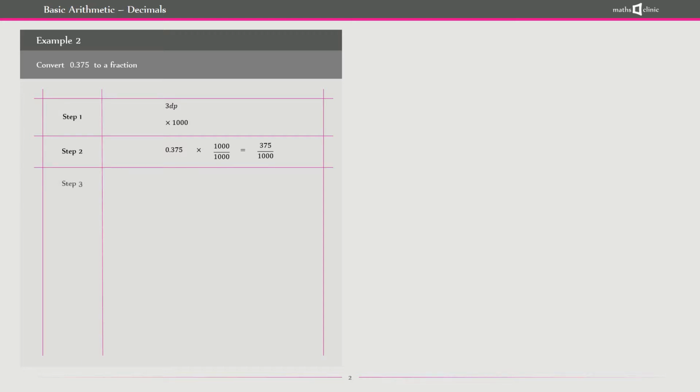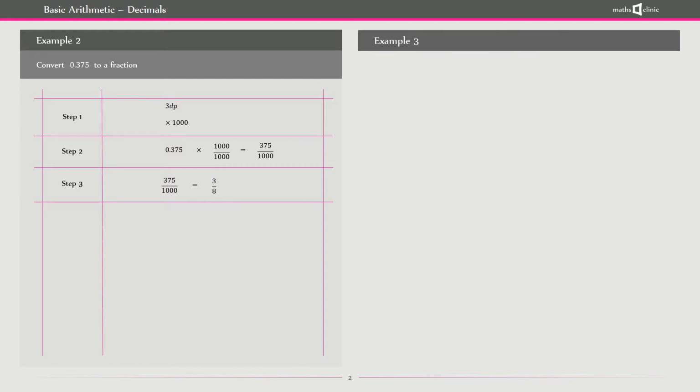Now the next thing we want to do is we have 375 divided by 1000, and this is a fraction. This is your answer, to be honest, but then you actually need to break this down. You need to divide by 5. Basically, I think you're familiar with this from the lessons on fractions. So when we divide this down, we'd have a final answer as 3 over 8. Okay, so 0.375 expressed as a fraction is 3 over 8. Okay, let's move on.